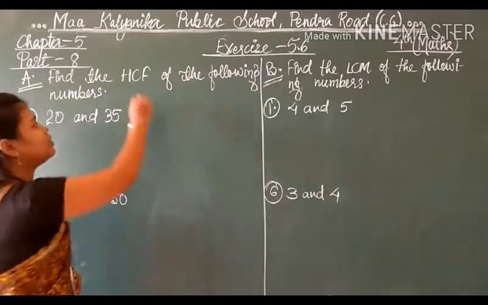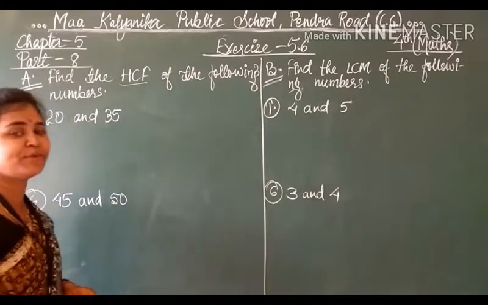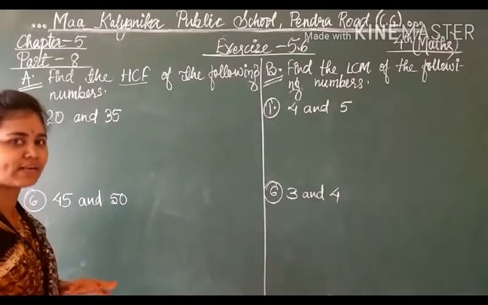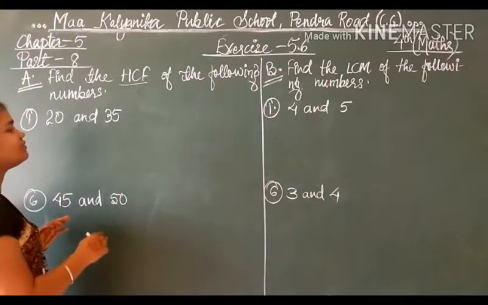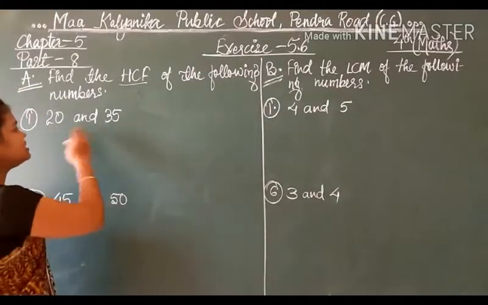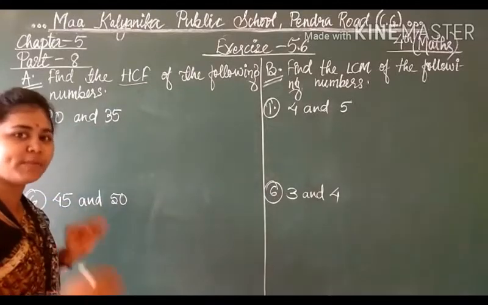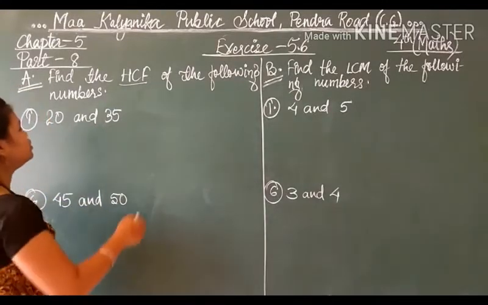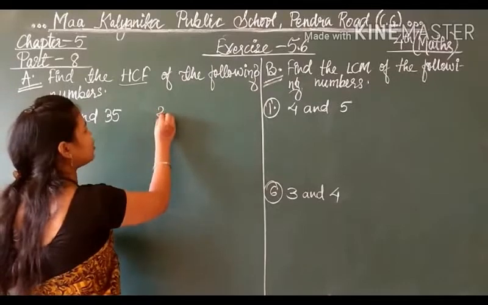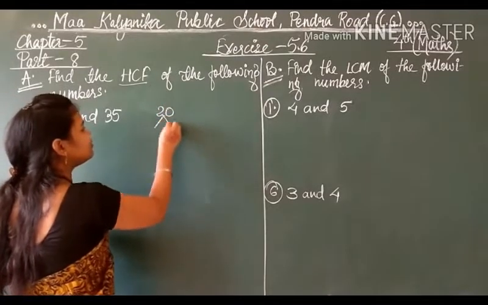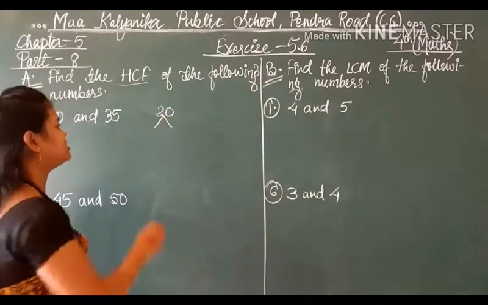So what is the meaning of HCF? HCF means highest common factor. So first we will find the factors of these numbers and then the highest common factors we will find out. So see students, how to find the common factors. First we will use the prime factorization.